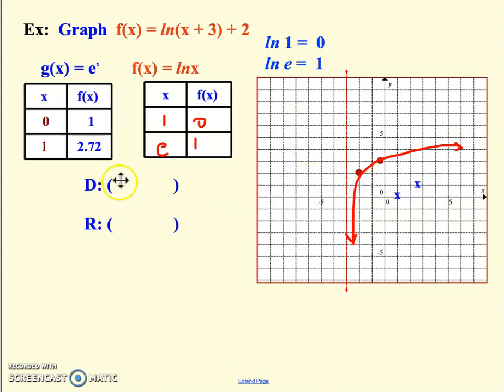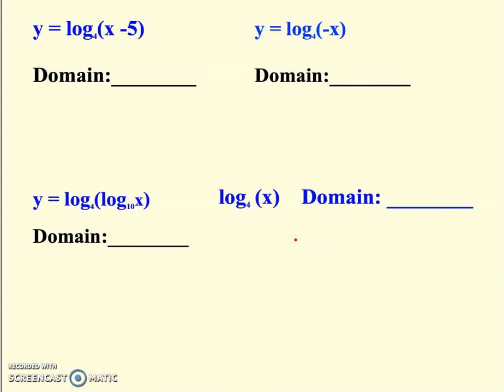Okay. And then domain and range. And then for this one, actually that's a copy and paste error there. This would be -3 to infinity.